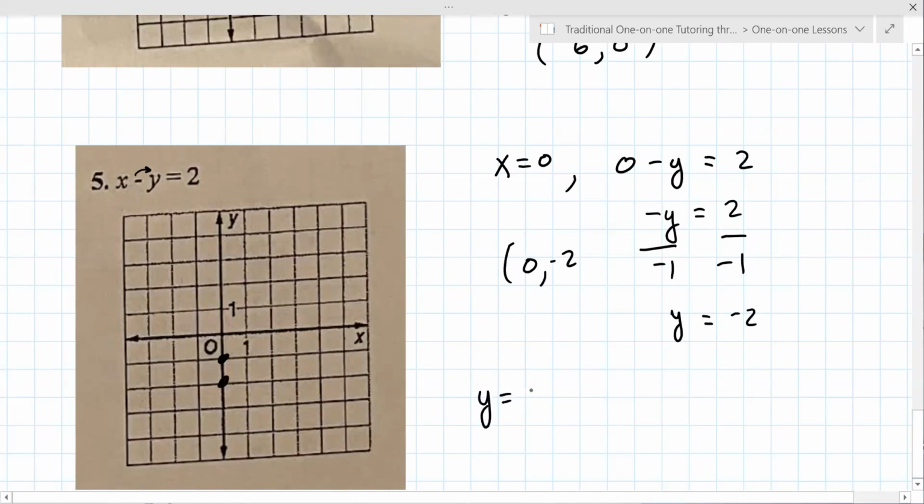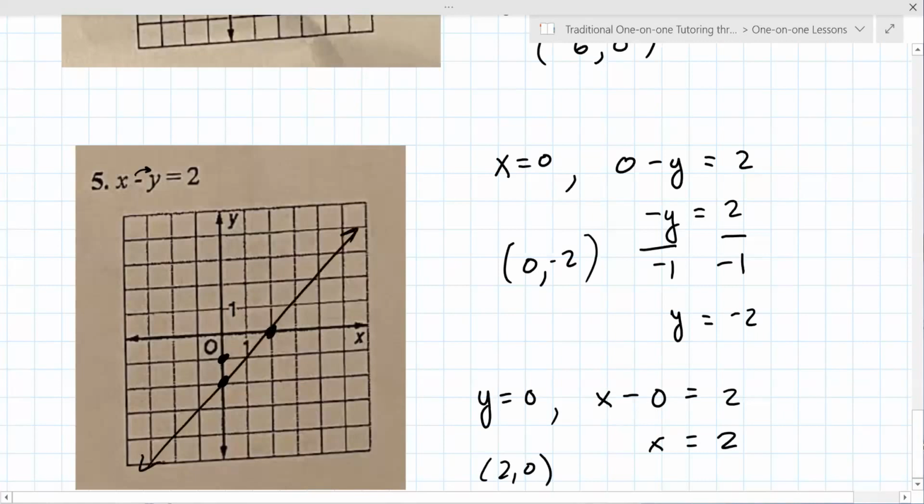Okay, so the next time it's y equals 0. You do it for x equals 0, then y equals 0. So x minus 0 equals 2. What is minus 0? Does it contribute anything? No. So x equals 2. So the ordered pair is 2, 0. I see now. And then you connect the points. Yeah, that was the confusing part for me.